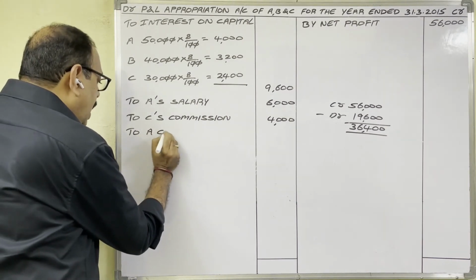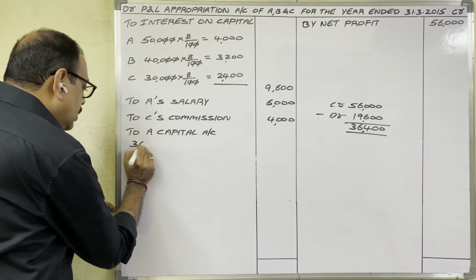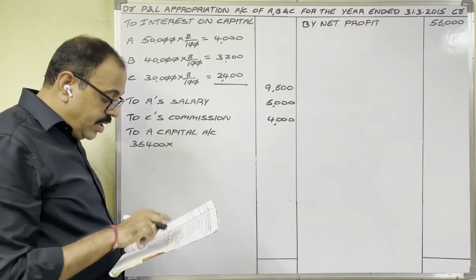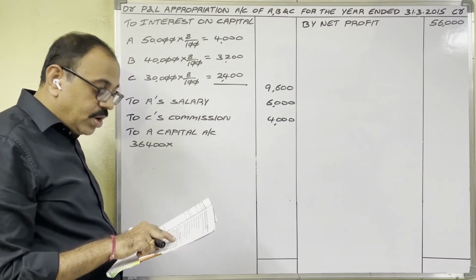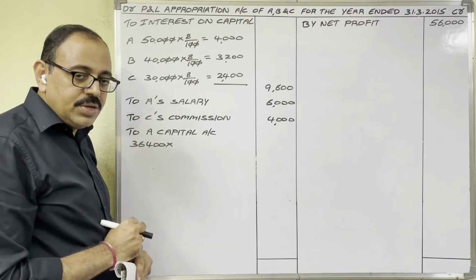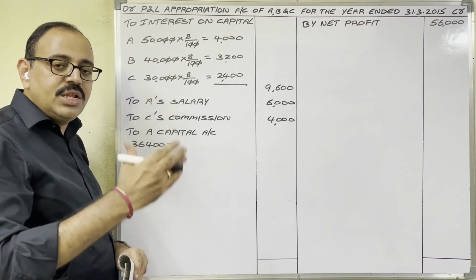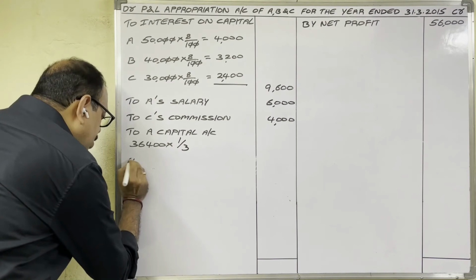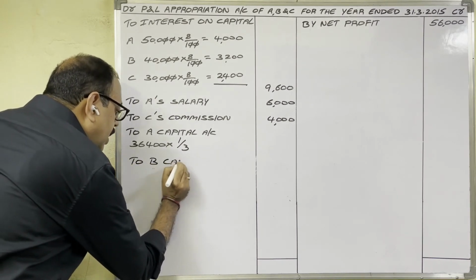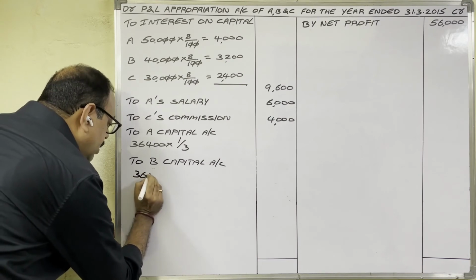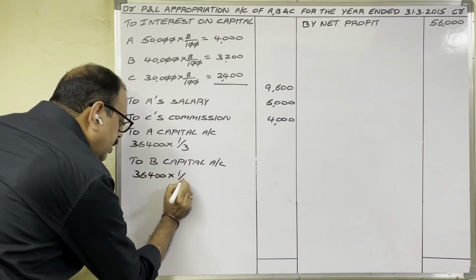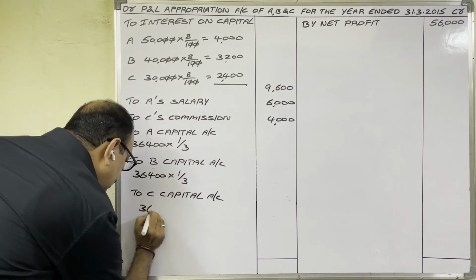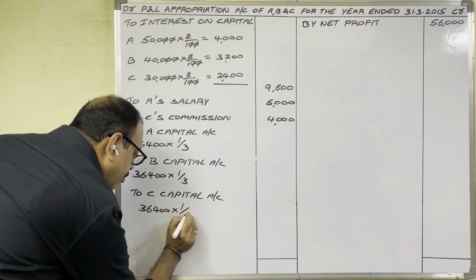To A capital account. Profit amount is 36,400. In which ratio? The question is giving that A, B and C are partners sharing profits and losses equally. Three partners are there. So equally means 1:1:1. 1/3, 1/3, 1/3. 36,400 into 1/3. For the other two partners also same. To B capital account. Same calculation. 36,400 into 1/3. For C also same. To C capital account. 36,400 into 1/3.